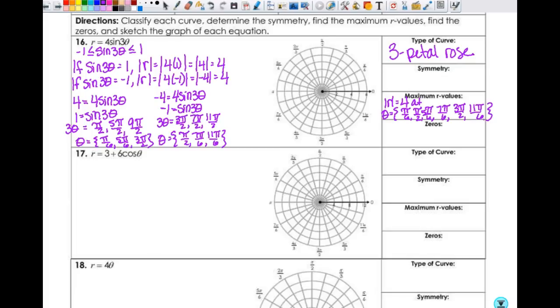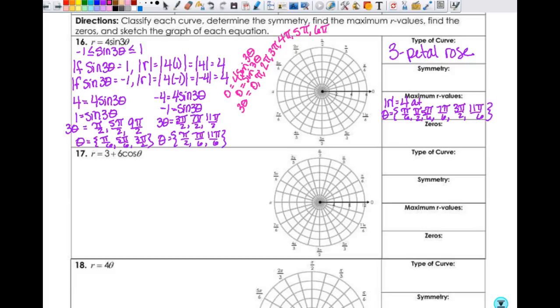Then I need to find my zeros. I'm kind of running out of room. So let's see if I can write kind of small. Actually, I'll probably write kind of sideways so I can make it fit. So 0 is equal to 4 sine 3 theta, which means 0 is equal to sine 3 theta. So 3 theta is equal to, sine is 0 at 0, pi, 2 pi, 3 pi, 4 pi, 5 pi, 6 pi. Okay. There's lots of them.